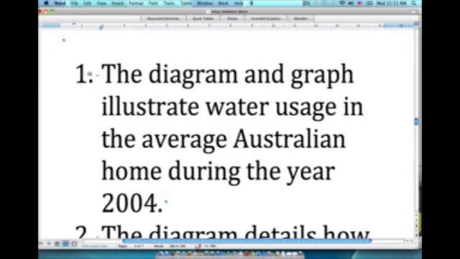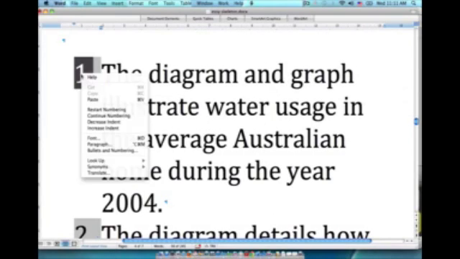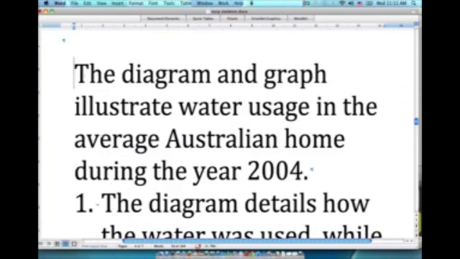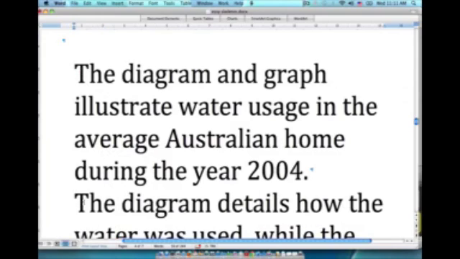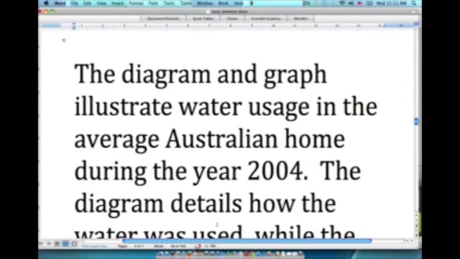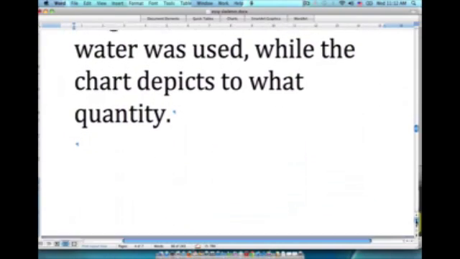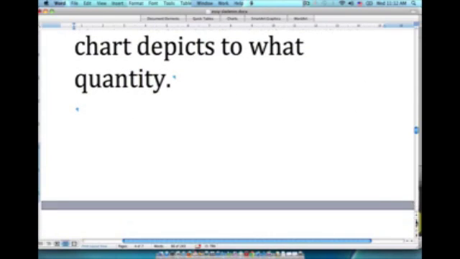So if I can get rid of these numbers without hurting everything. Okay, here we go. From the top it reads: The diagram and graph illustrate water usage in the average Australian home during the year 2004. The diagram details how the water was used, while the chart depicts to what quantity. So that's our opening paragraph.